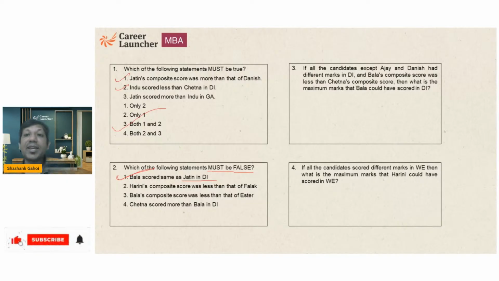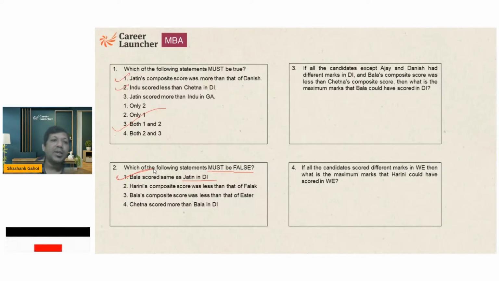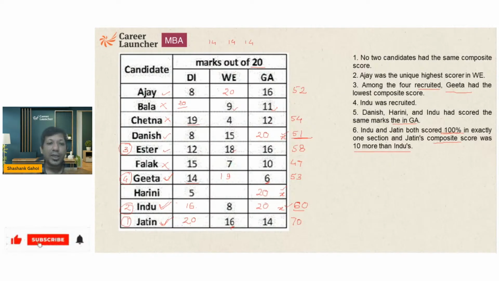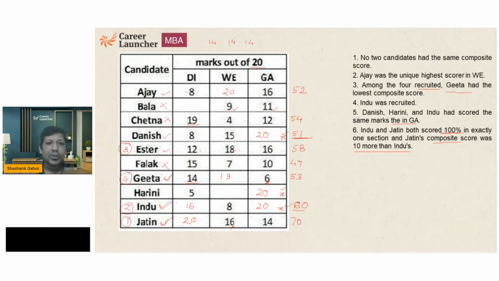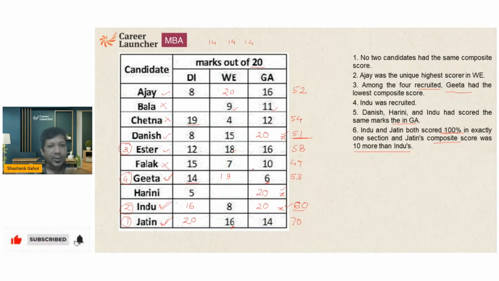Now the next one, if all the candidates except Ajay and Danish had different marks in DI। अब यहाँ पे ये बोला है कि अजय और दानिश को छोड़ के सबके मार्क्स अलग हैं। एंड बाला's composite score was less than Chetna's composite score, then what is the maximum marks Bala can score in DI? ठीक है, सो बाला का जो कंपोजिट स्कोर है वो चेतना के कंपोजिट स्कोर से कम है। ठीक है, सो चेतना का कंपोजिट स्कोर कितना है यहाँ पे?